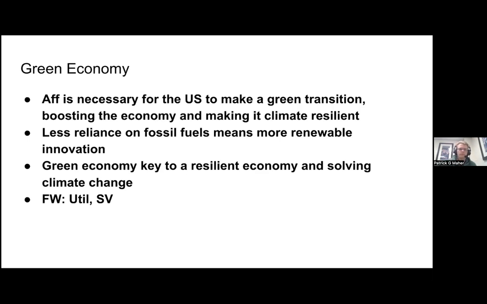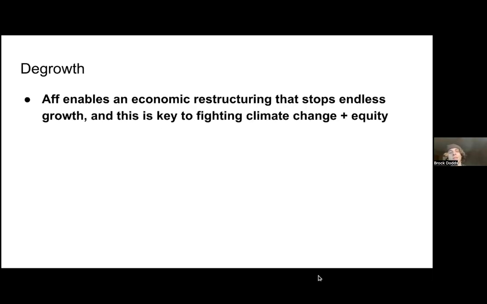Speaking of development and degrowth, this one, just again, one I just sort of threw in there. I thought it was interesting. Maybe not the strongest argument. Again, goes into the green economy thing. But you could maybe argue that the app even enables an economic restructuring that would stop endless growth and consumption. And that, as the typical degrowth argument goes, this is key to fighting climate change. It's key to also just improving general equity and building an equitable economy.